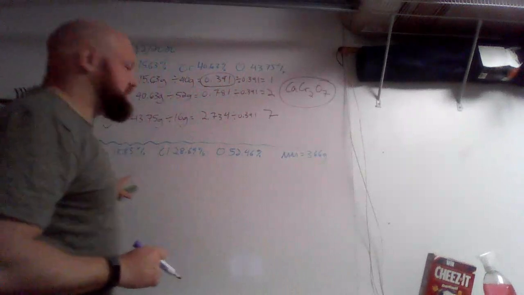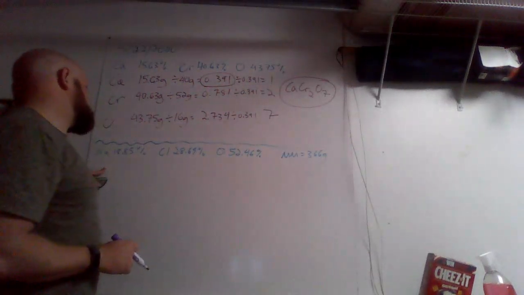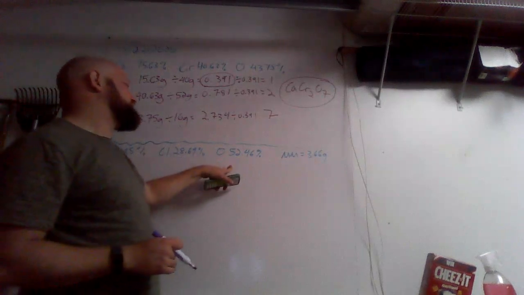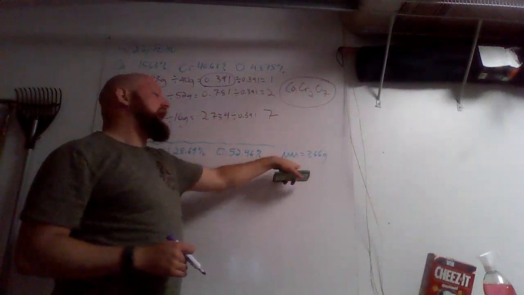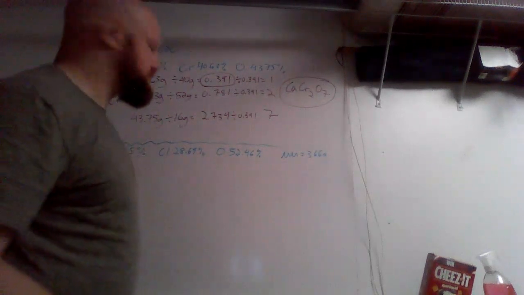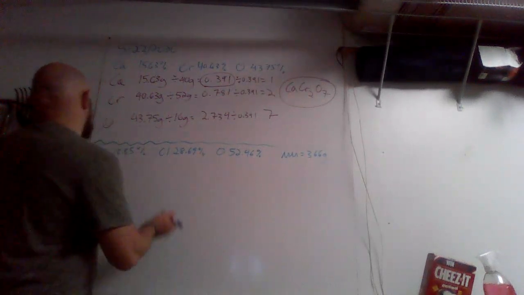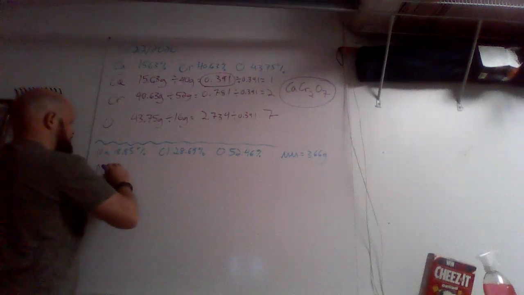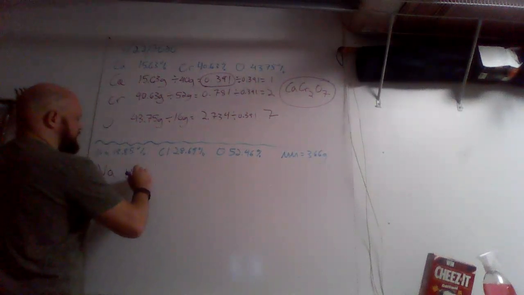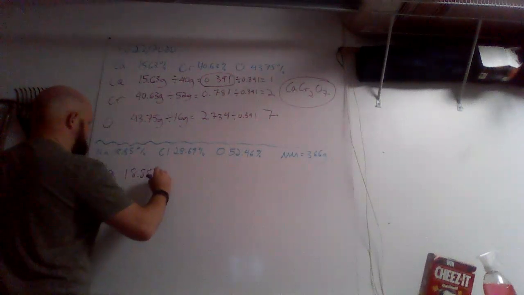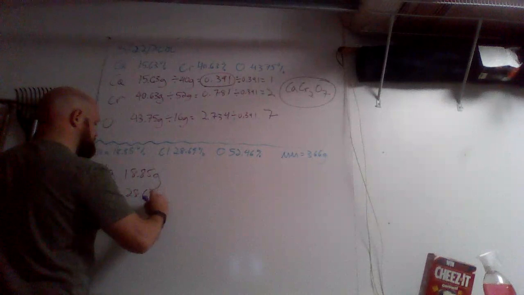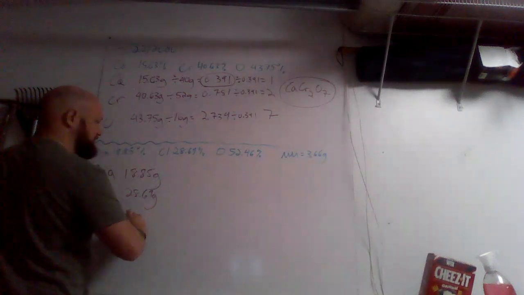Okay, so next, now I have sodium has 18.85%, chlorine has 28.69%, oxygen is 52.46%. Now I have a molar mass of 366. We're going to come back to that as our last stage. So I'm going to write out my sodium, my chlorine, and my oxygen. So 18.85% becomes grams. I change this one to grams. And sorry about the squeaky marker.